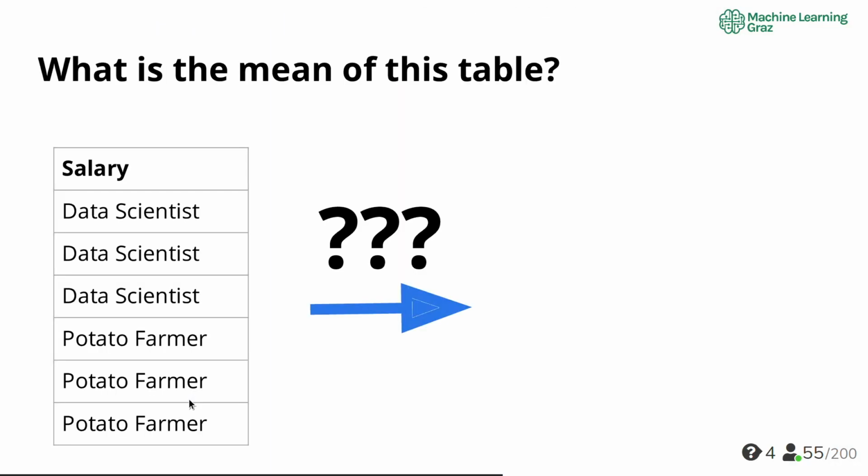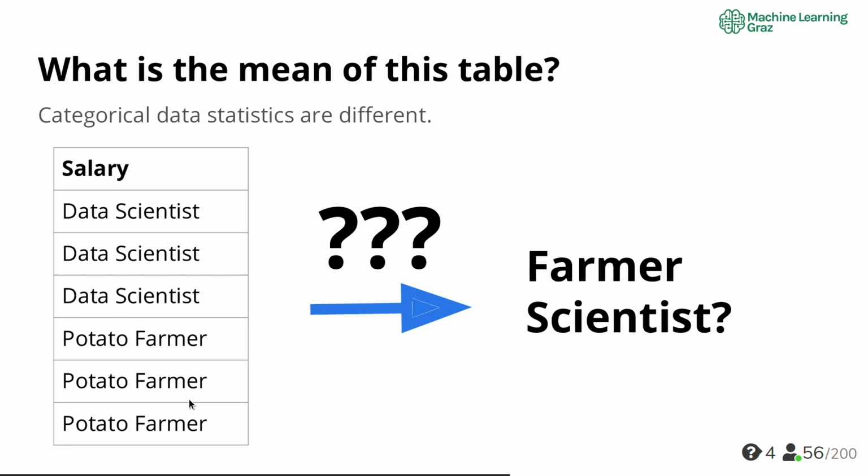But numbers are quite easy, right? If you want to extract basic statistics from numbers, it's like, okay, mean, median, min, max. What about this example? Here we have job positions. We have 3 data scientists and 3 potato farmers. What is the mean of this table? Is it farmer scientist? Is it maybe potato scientist? It's not quite obvious, right?